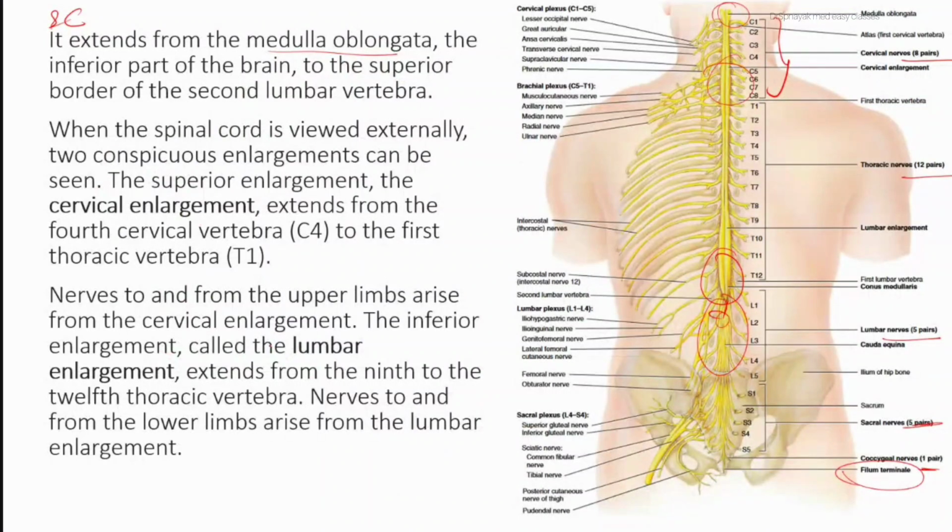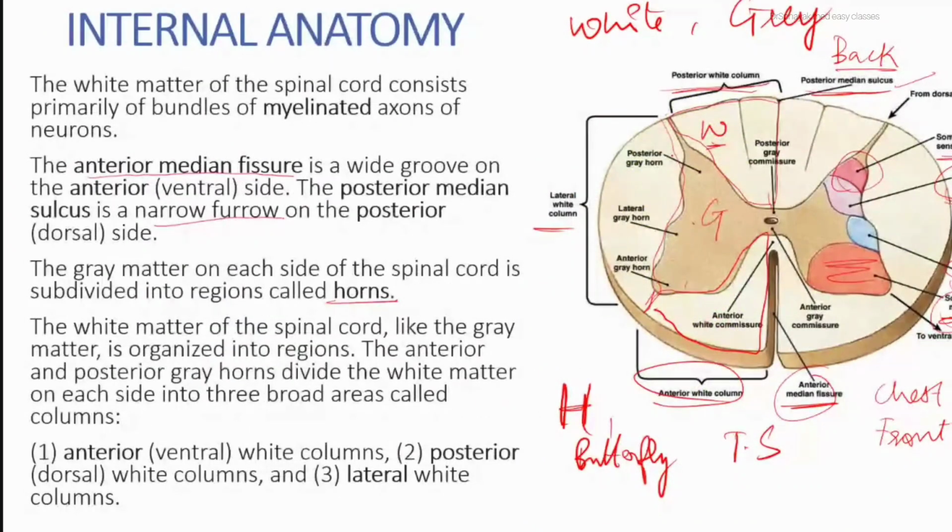This is the detail of the cervical enlargement and lumbar enlargement. And this is an image. This is the cervical enlargement, and this is the lumbar enlargement. And this is the conus medullaris, a cone-like tapering of the spinal cord. And then we have the filum terminale, which is a terminal filament or filament-like structure at the end of the spinal cord.